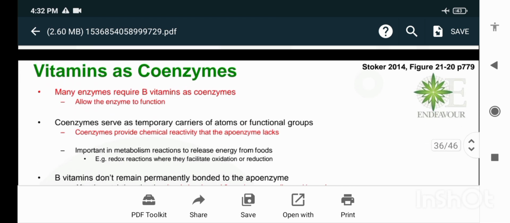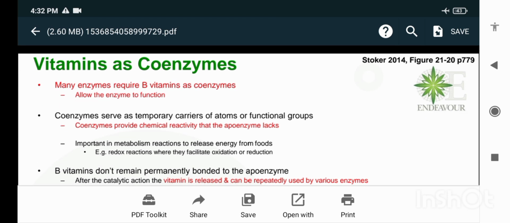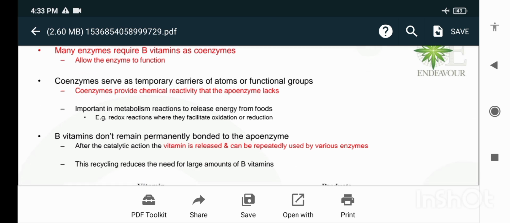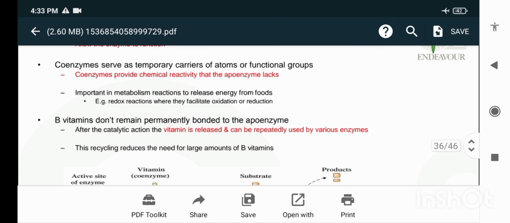Vitamins as coenzymes. Many enzymes require the B vitamins as coenzymes to allow the enzymes to function. Coenzymes serve as temporary carriers of atoms or functional groups. Coenzymes provide the chemical reactivity that the apoenzymes lack. They are important in metabolic reactions to release energy from foods. Example: redox reactions, where they facilitate oxidation or reduction.